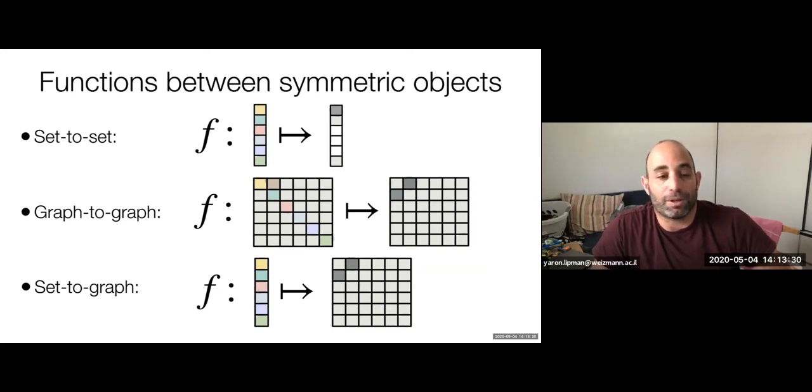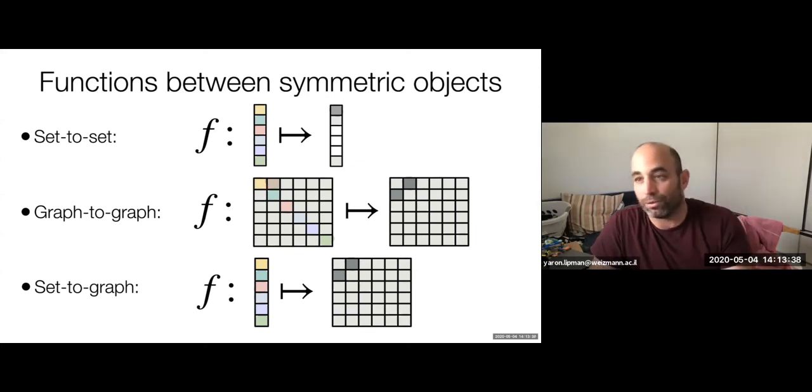You can also think about functions that you want to approximate, which are functions on graphs. For example, find the connection between the yellow and the blue elements or whatever. I don't know, count the number of connected components and put it on the diagonal. Whatever kind of function you want to find between graphs, classification of nodes, classification of edges, what have you, whatever function you have in mind.